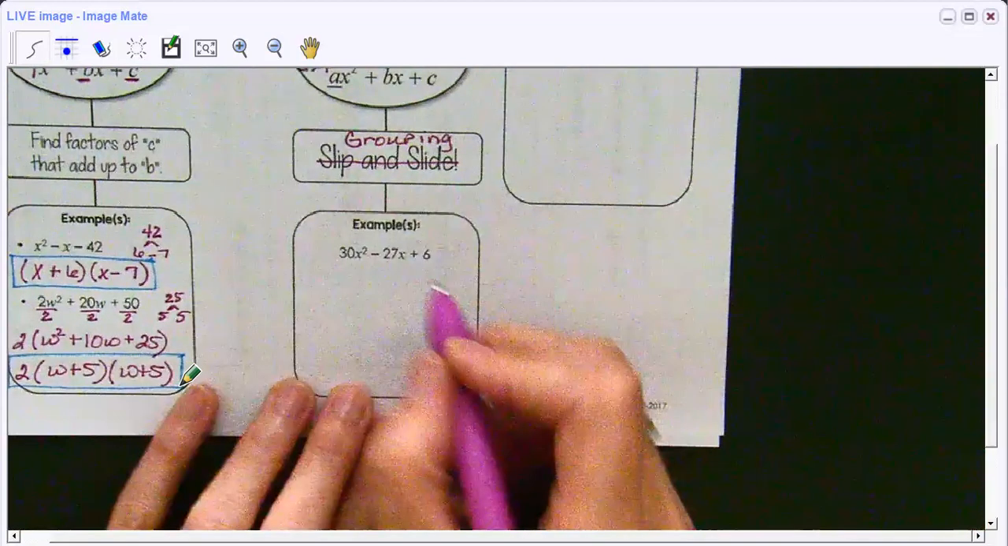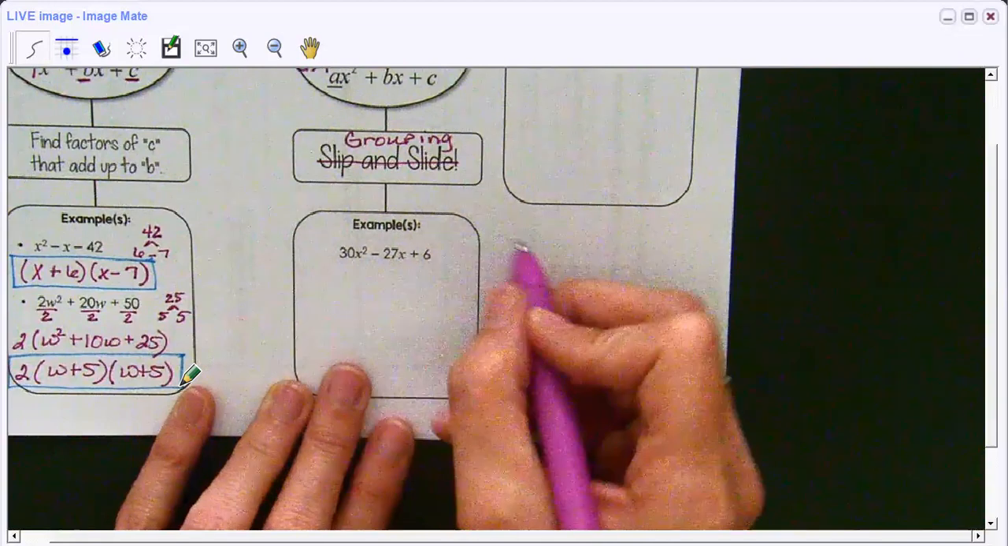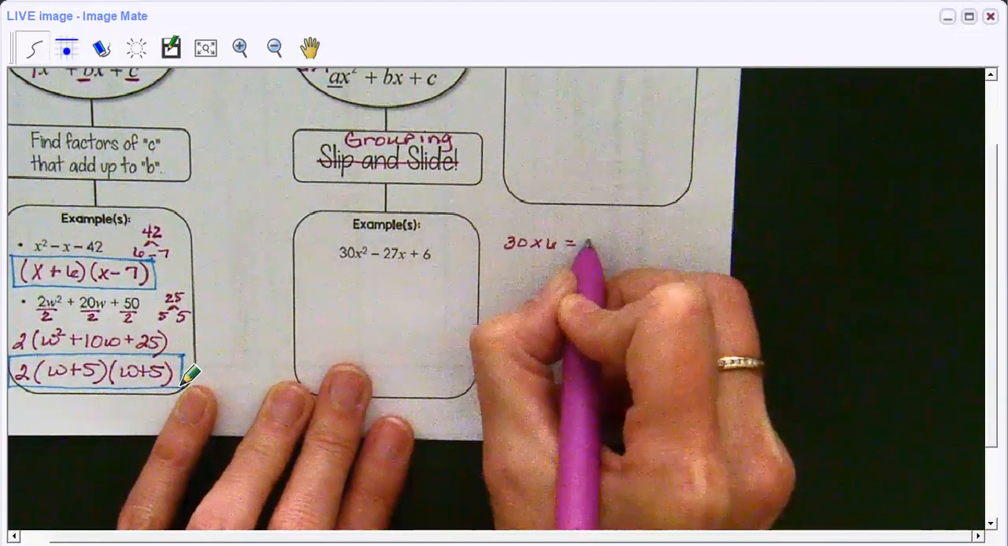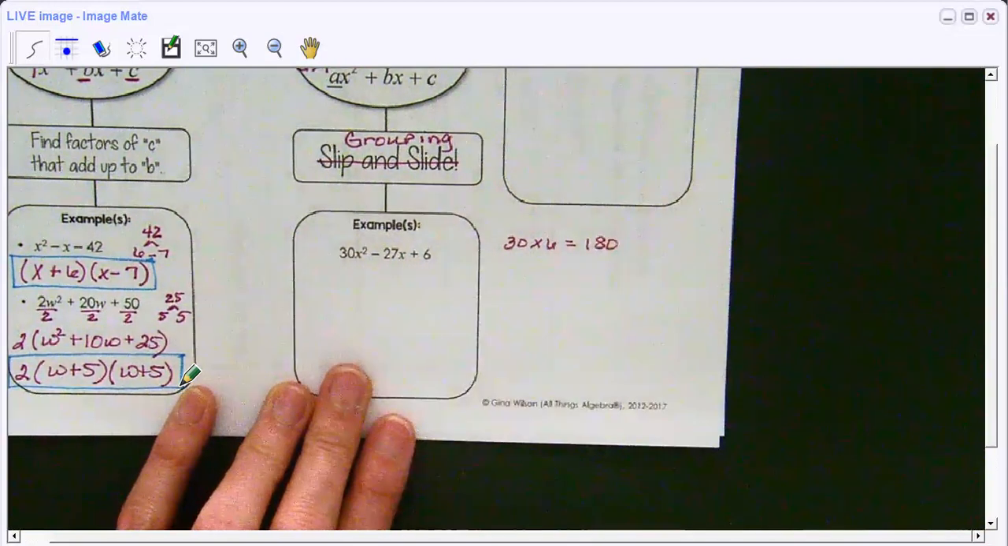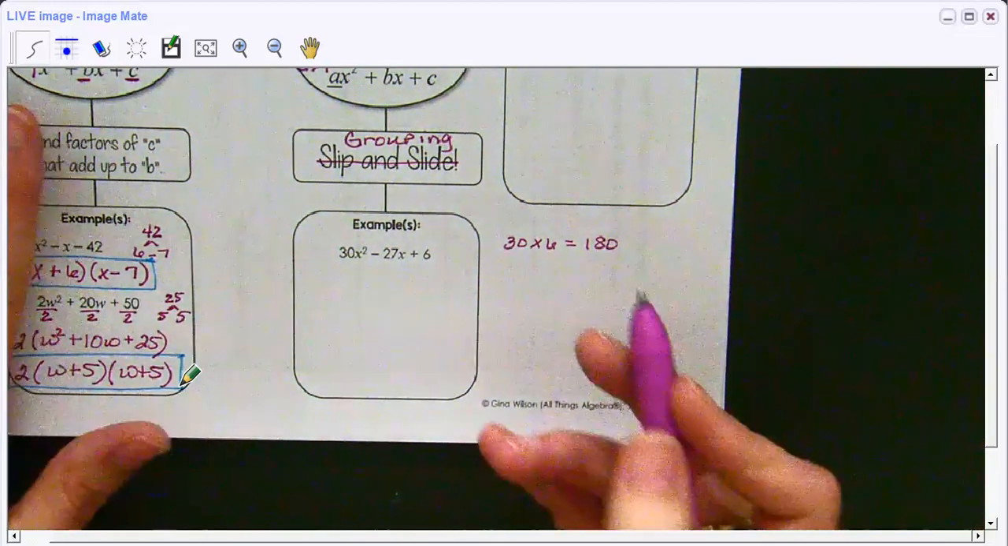All right, so we're going to find factors of A and C that add up to a negative 27. So first, we're going to multiply 30 times 6, and we get 180. Now I have to find factors of 180 that add up to negative 27. Yes, you can. Let's do that.